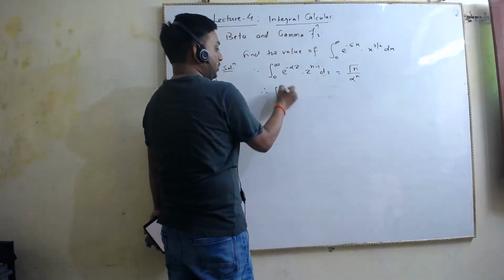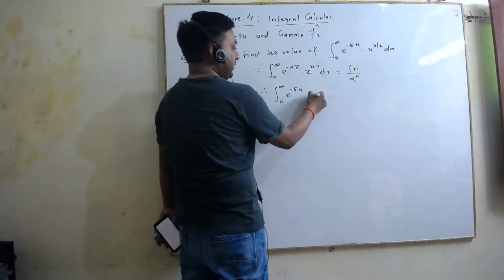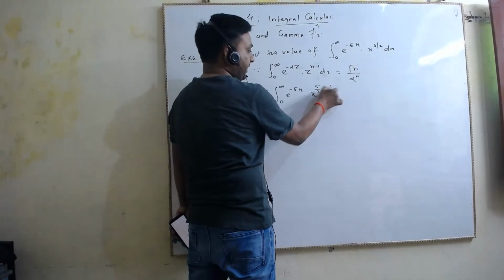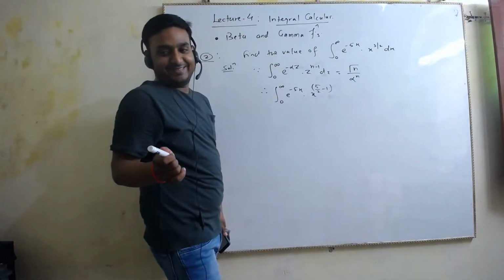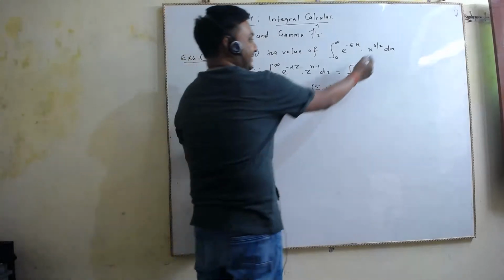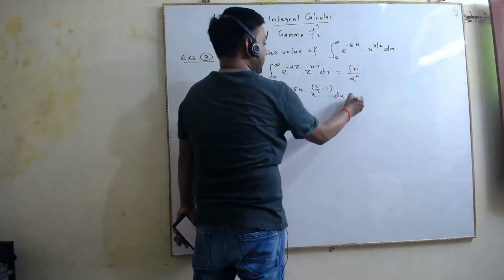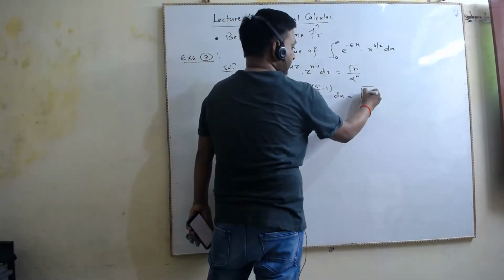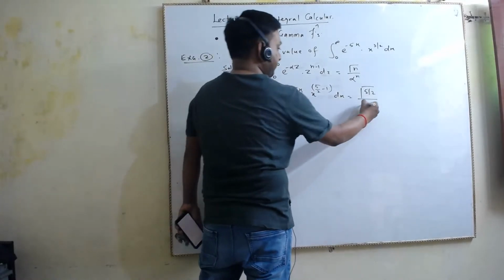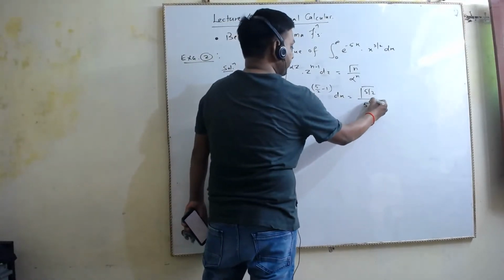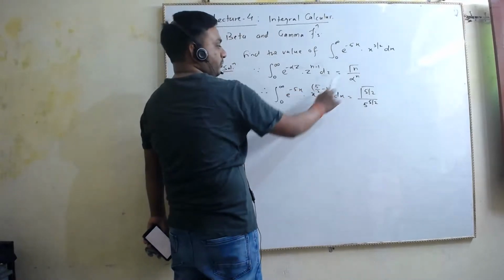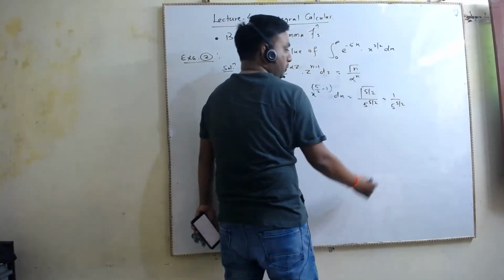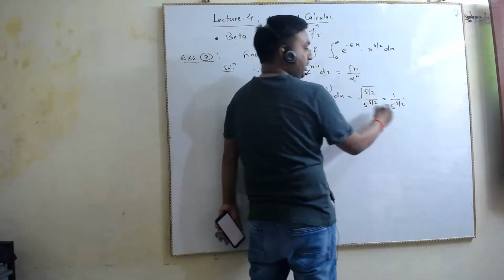So the integral from 0 to infinity of e raised to the power minus 5x times x raised to the power 3 by 2, where 3 by 2 can be written as 5 by 2 minus 1, dx. So here alpha is 5, and n is 5 by 2. So this will be gamma 5 by 2 divided by 5 power n, where n is 5 by 2. So 1 upon 5 power 5 by 2 into gamma 5 by 2.